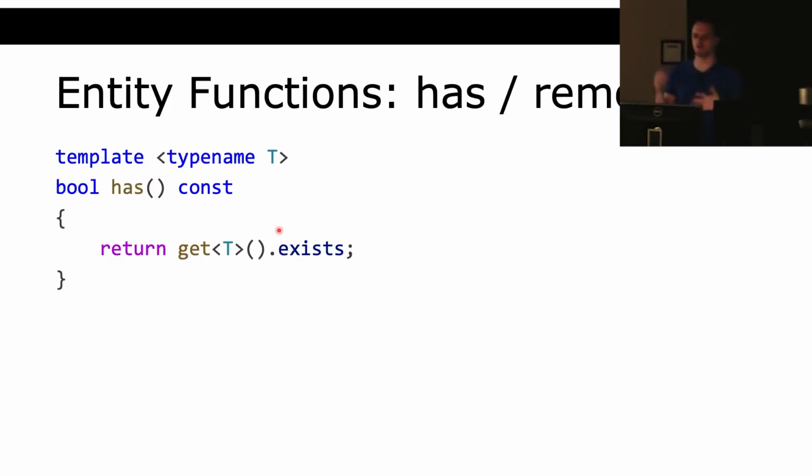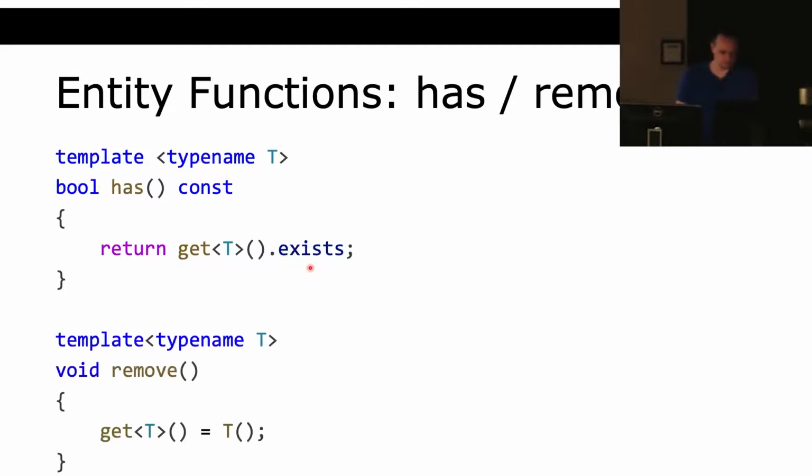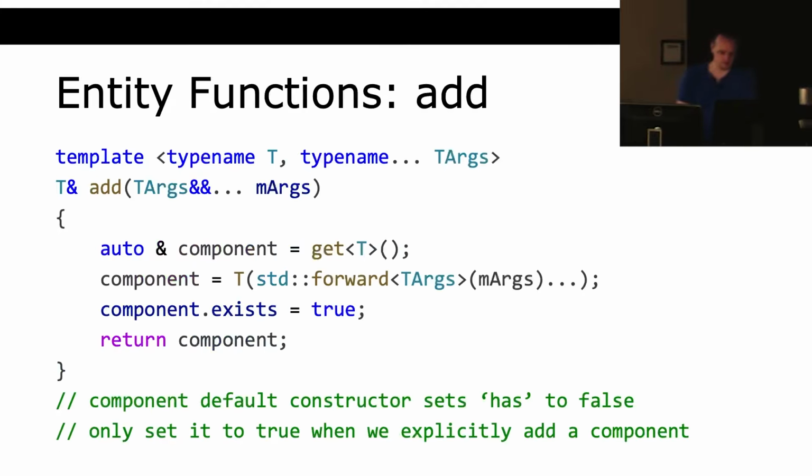So the outside code just says, does this have a transform component? It doesn't need to know that this exists variable is here, or that components are actually inheriting from this base class. If I want to remove a component, all I have to do is get that component and then set it equal to a default constructed component of the same type. That resets that entire component and sets exists back to false. Couldn't be easier.